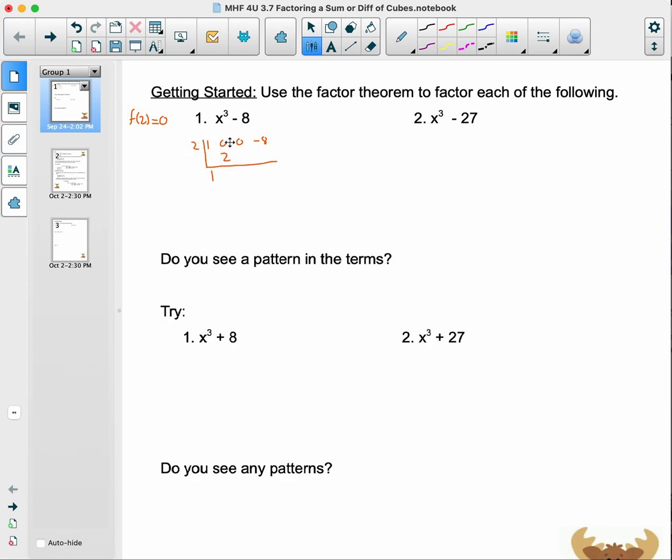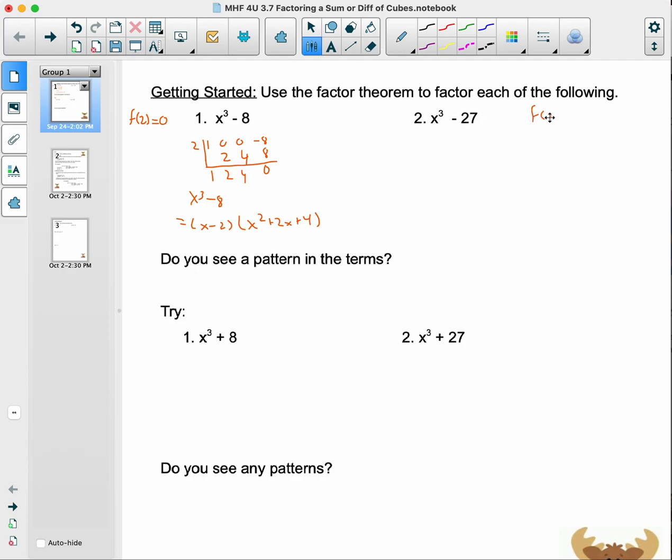And then 2 times 1 is 2, 0 plus 2 is 2, 2 times 2 is 4, 0 plus 4 is 4, and 2 times 4 is 8, which gives me no remainder. So my factored form of x cubed minus 8 would be the same as x minus 2, and then x squared plus 2x plus 4, because we want to reduce by 1 degree. I'll just do both for the heck of it.